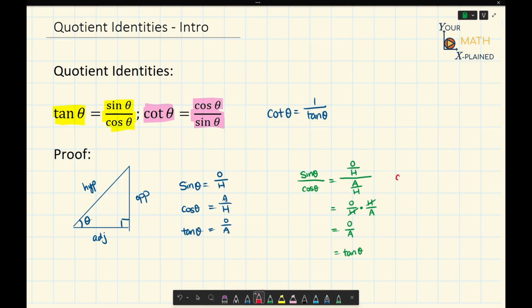And now quickly for cotangent theta, since that is 1 over tangent theta, this is going to be equal to 1 over sine theta over cos theta. So now we just go ahead and flip our bottom fraction, and this becomes cosine theta over sine theta. These quotient identities allow us to see how tangent and cotangent can be written in terms of sine and cosine, because those two are the ones that we're more familiar and comfortable with.